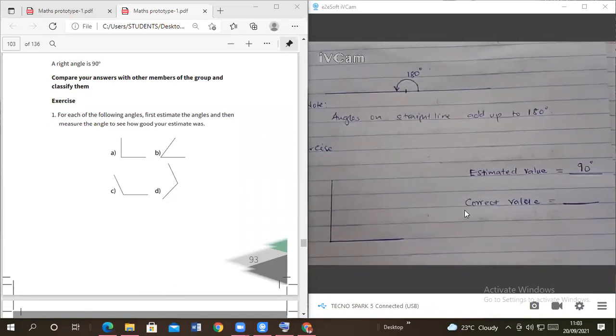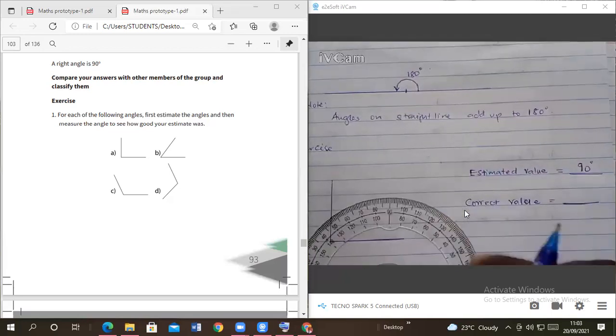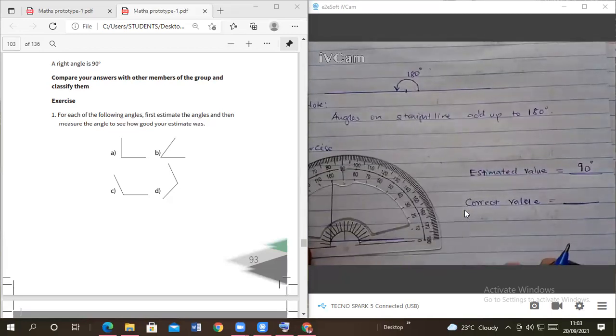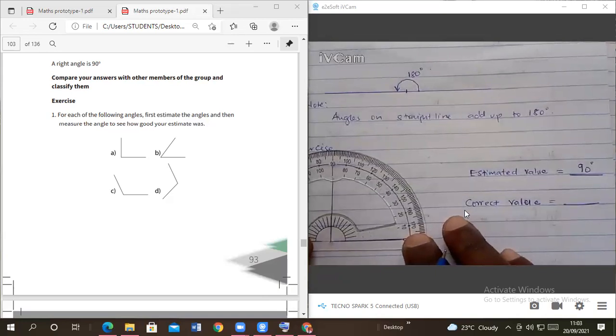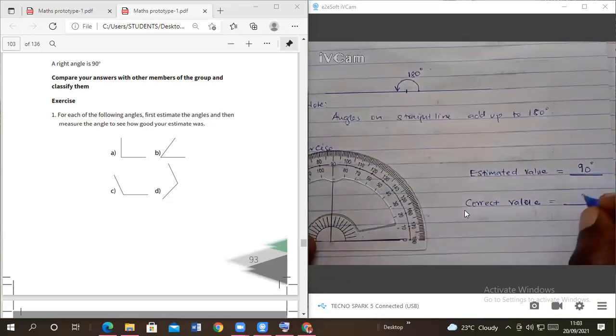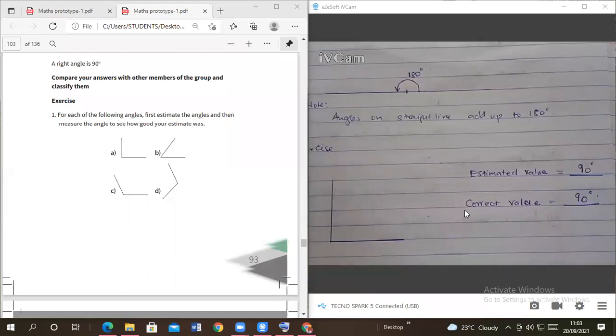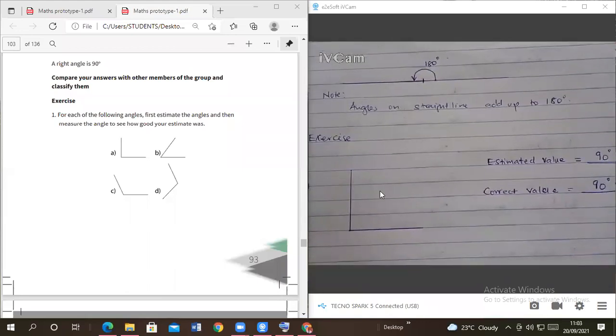And now the correct value, you get a protractor, and you may measure. So you measure. Is it 90? So it is 90, isn't it? So you write 90 degrees like that. Are we together? Yes.